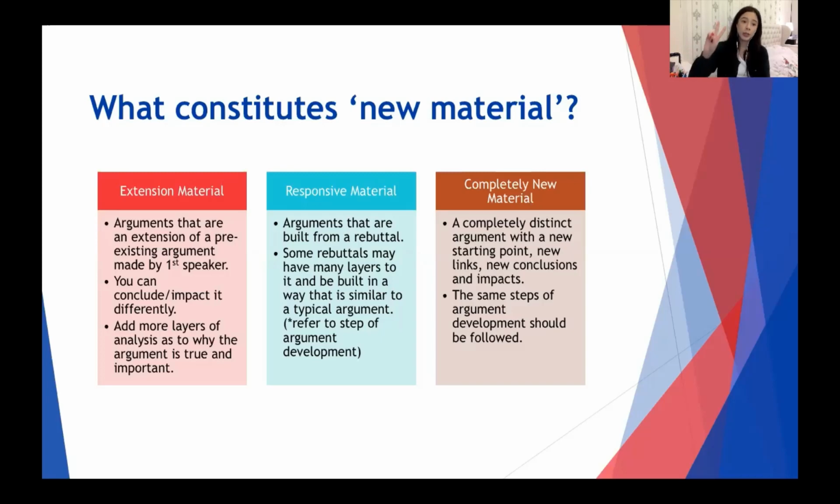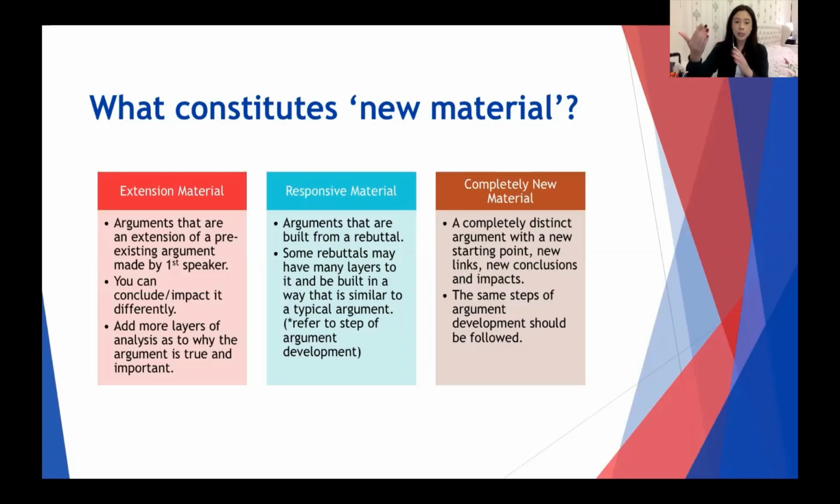Remember, going back to the two things that I said earlier, the key features that will help you make your arguments more solid, no matter which part of the argument you are at, is going through those two guiding questions. Is this argument true? And is this argument important? So that's on extension material.